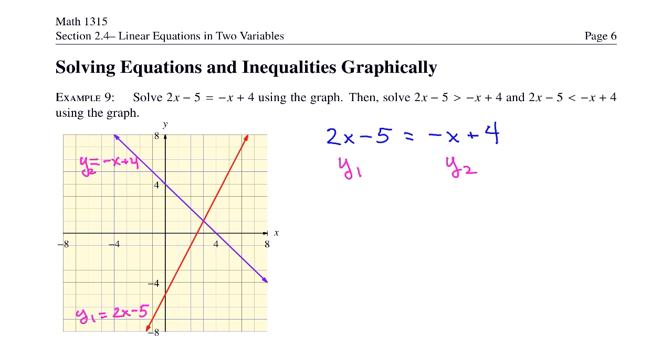Now 2x minus 5 is equal to negative x plus 4 when the two graphs intersect. So if I find the intersection point, it is 3, 1. Since the equation is written with x's, we know that these two parts will be the same when x is equal to 3. So the intersection point gives us the solution for x to this equation. They're both, when we use x equals 3, equal to 1.